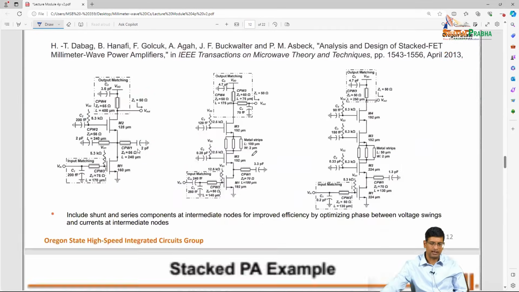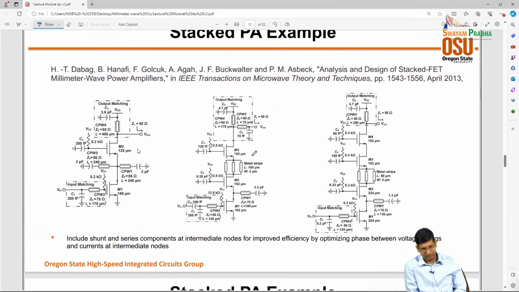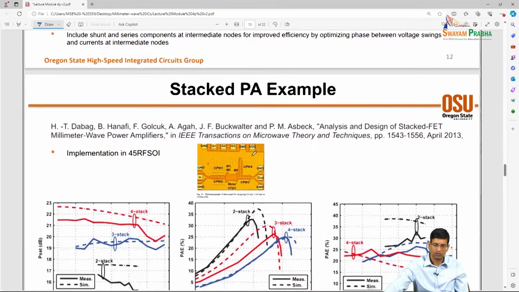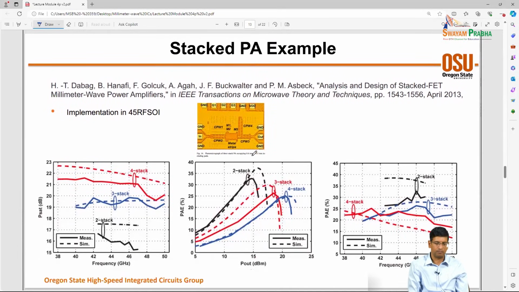We discussed stacked PAs. So in this paper, they actually did a nice thing where they implemented multiple stacked PAs, a 2-stack, a 3-stack, a 4-stack, and they're also doing this intermediate node tuning. You can show that basically you want the voltage and the current on these nodes to be aligned with each other, and so you put these networks in order to improve that alignment. But with this, what you can see over here is the power levels, right?